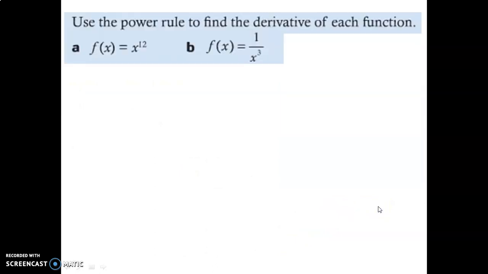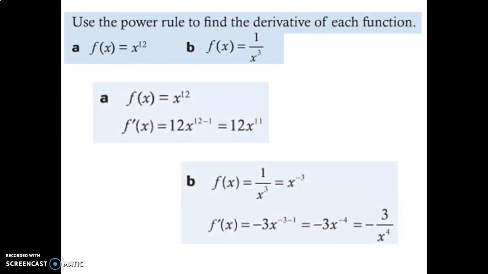Okay, so try these two using the same rules. Check your work. First one, pretty basic. Second one, again, using the rule with the negative. Double check your work there as well.